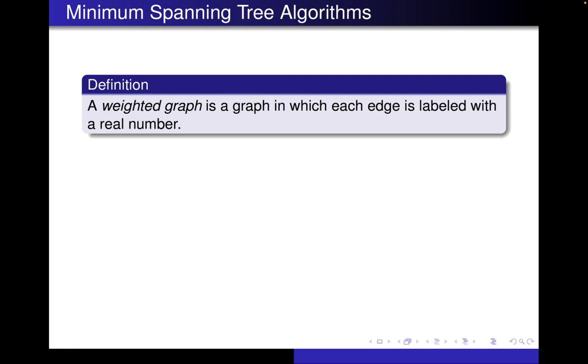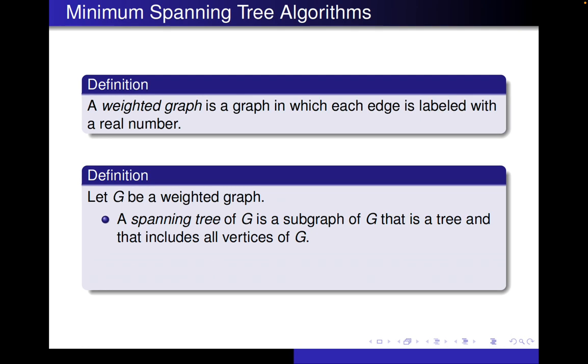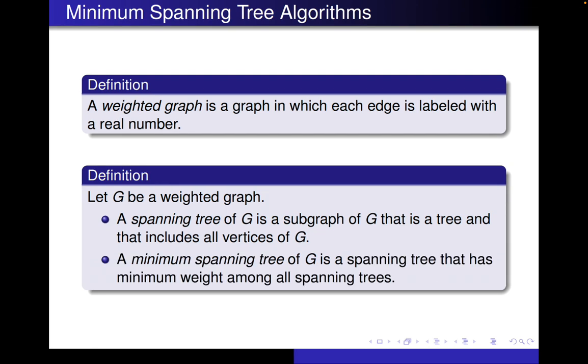So remember that a weighted graph is just a regular graph, except we take each edge of the graph and label it with a real number. And if you have a weighted graph, a spanning tree of that graph is a subgraph that is both a tree and that includes all vertices of the graph. And a minimum spanning tree is, first of all, a spanning tree, but it also has minimum weight among all the possible spanning trees of that graph.